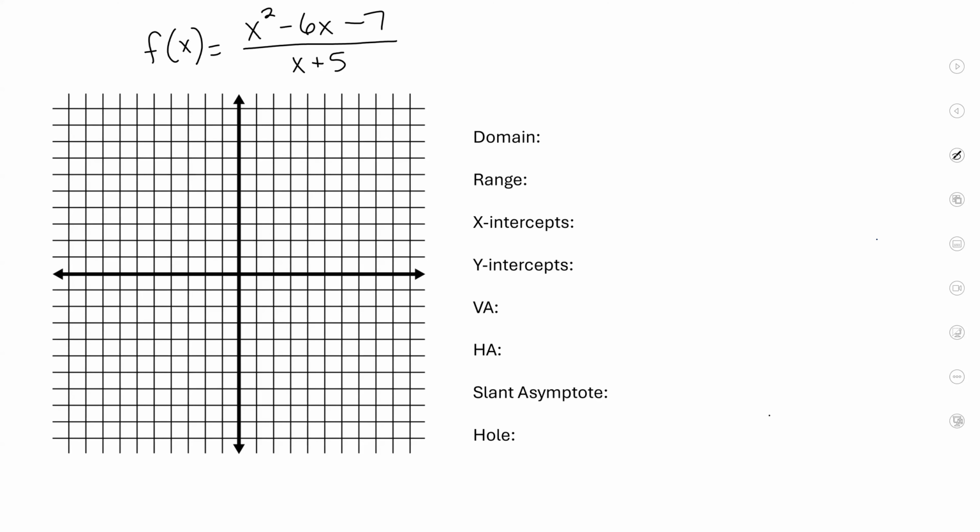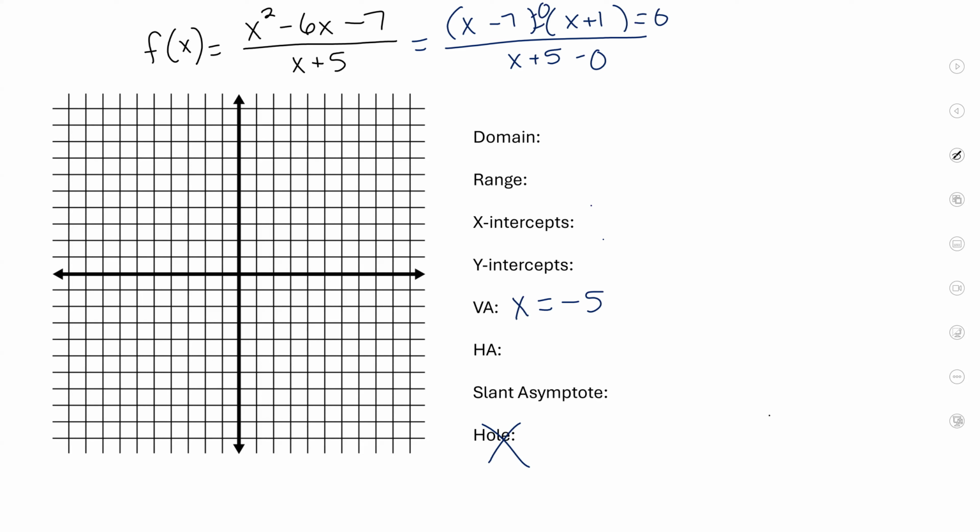All right, so you should have factored. And what did you guys get? Perfect. Thank you, Jimena. All right, nothing cancels out. So that means there are no holes in this example. All right, so vertical asymptote, you should have set the bottom equal to 0, and you got what? Good, -5. You set the numerators all equal to 0, and what did you get? Exactly, 7 and -1.